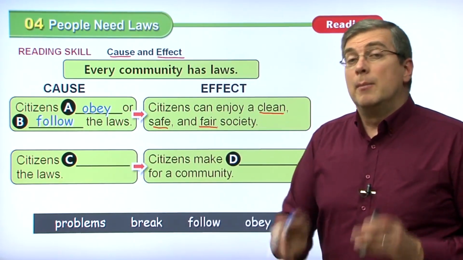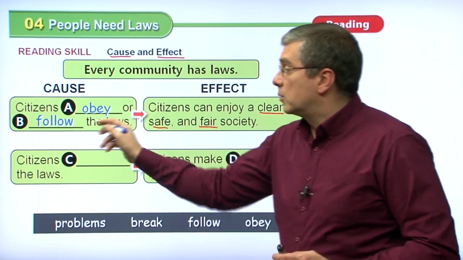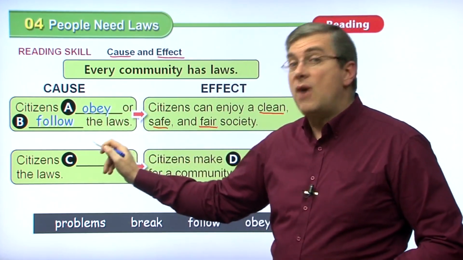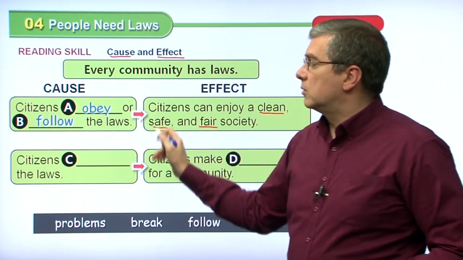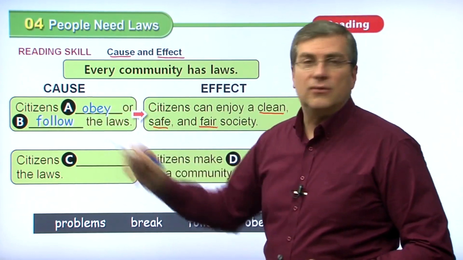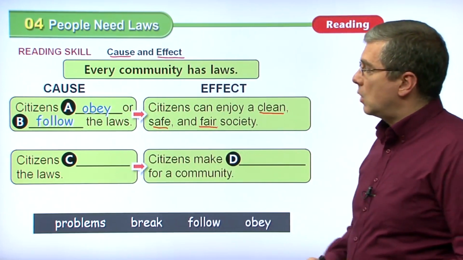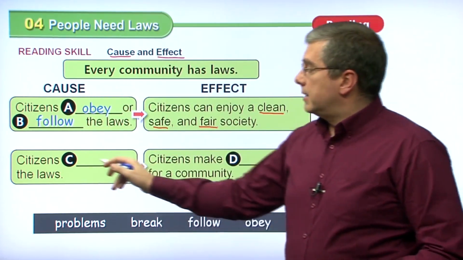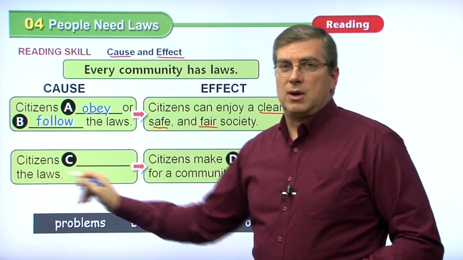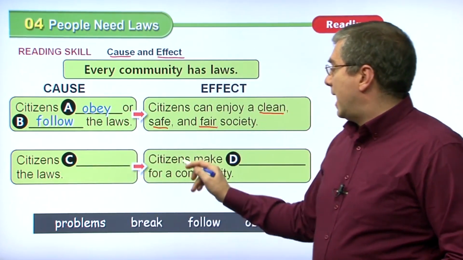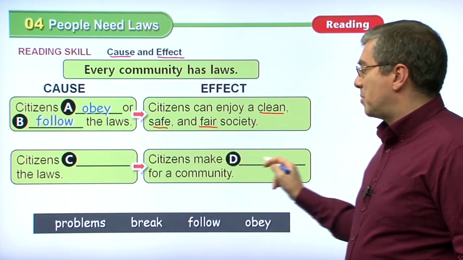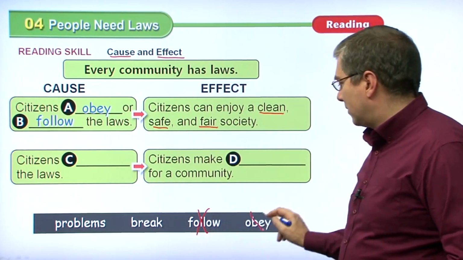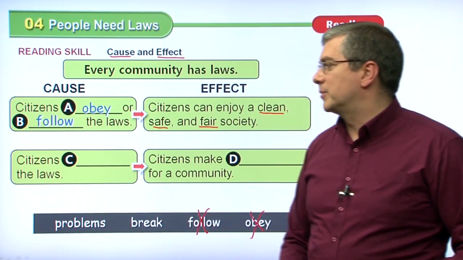It's the same idea. By the way, you can also use these verbs with rule. Citizens or people obey the rules, or people follow the rules. Okay? So laws and rules are similar. Obey and follow are similar. If people do this, this is the effect, right? And down here, citizens blank the laws. We have a blank here, and then we have a blank here. Citizens make blank for a community. But of course, our words that we have left are break and problem, so that helps us out.